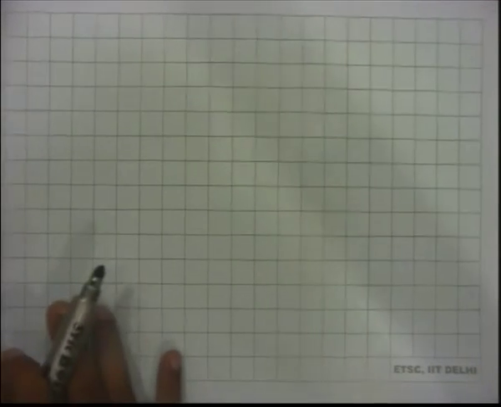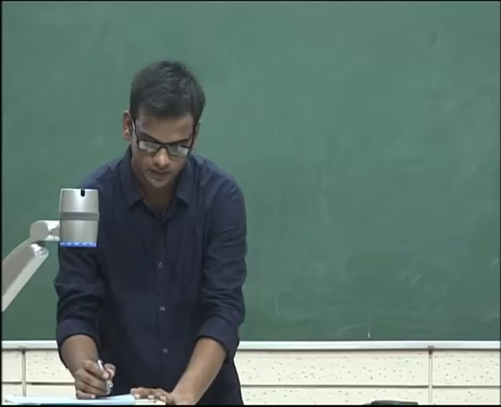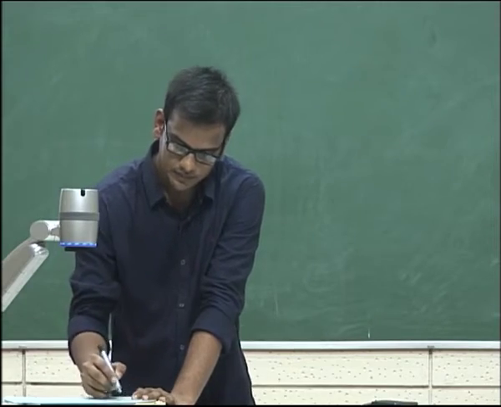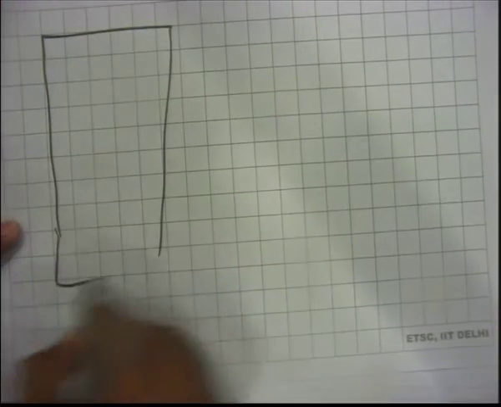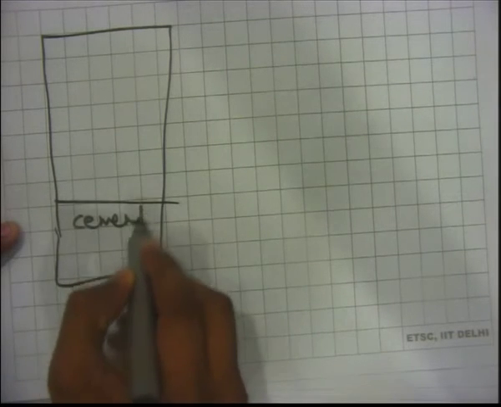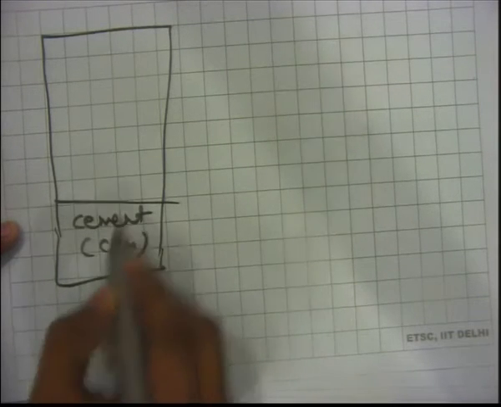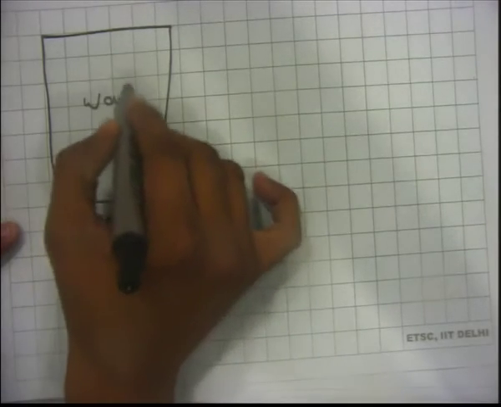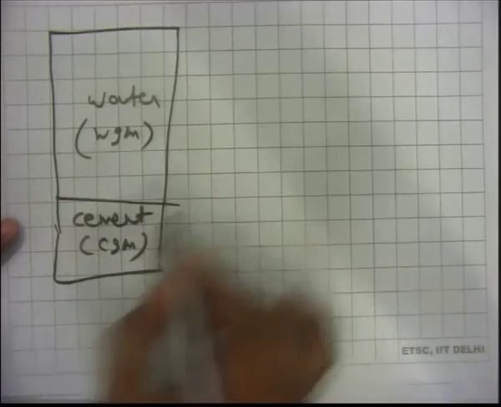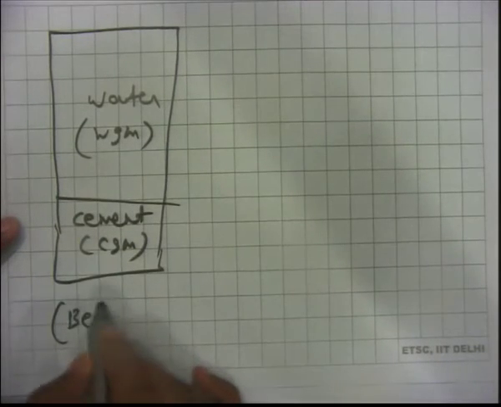For understanding the total volume of cement paste, we should draw the schematic diagram for the phases of cement paste. Let us consider that we have taken C grams of cement to react with W grams of water. This is before hydration.